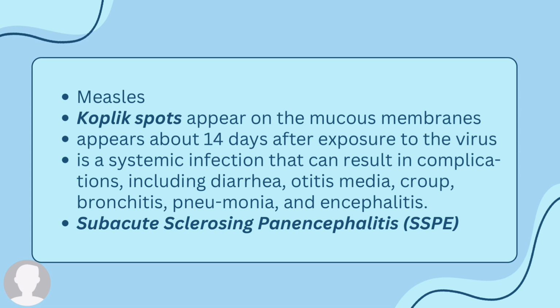Koplik spots appear on the mucous membranes. The rash appears about 14 days after exposure to the virus. It is a systemic infection that can result in complications including diarrhea, otitis media, croup, bronchitis, pneumonia, and encephalitis. It is also associated with subacute sclerosing panencephalitis.